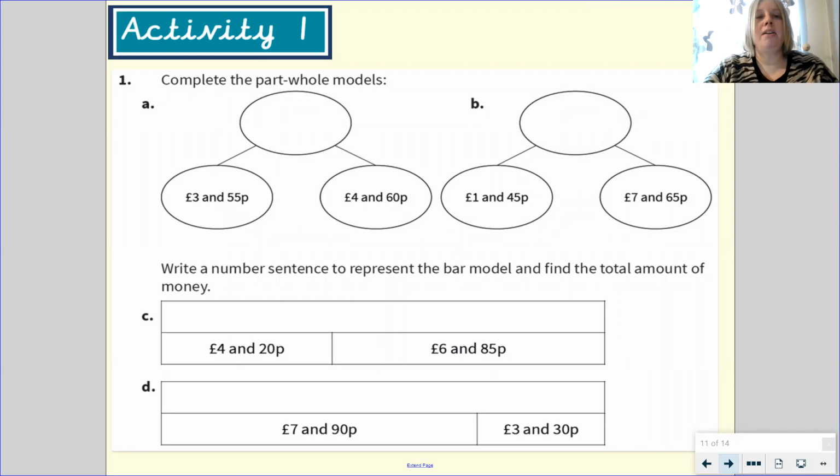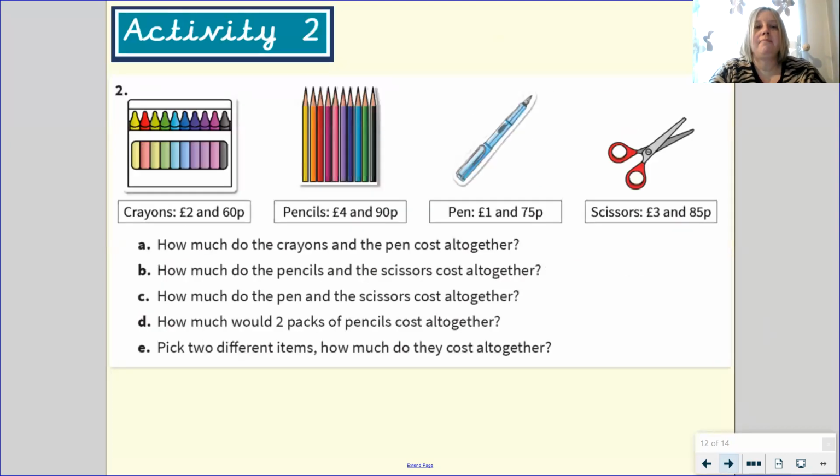For activity 1, you need to complete the part-whole models. Once you have completed the part-whole models, you need to write a number sentence to represent the bar model and find the total amount of money. I would like you to go back and follow the steps and record your answer, just like we did in the examples and just like you have been practicing.